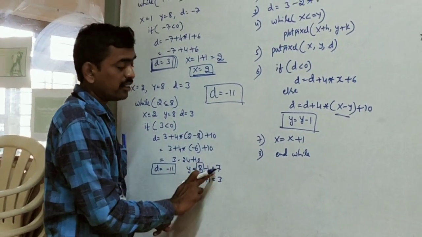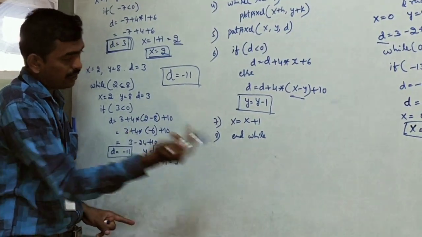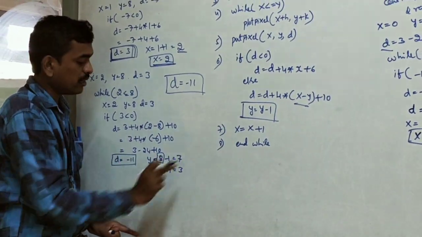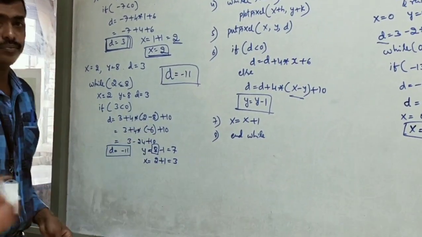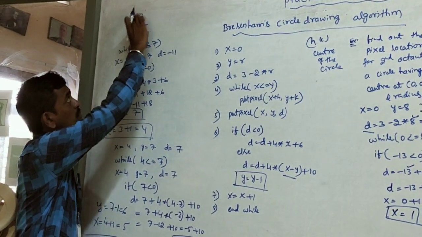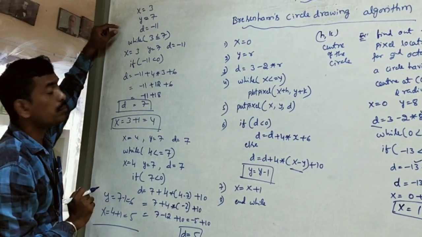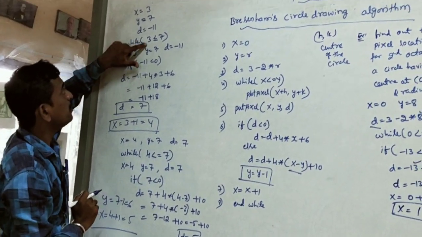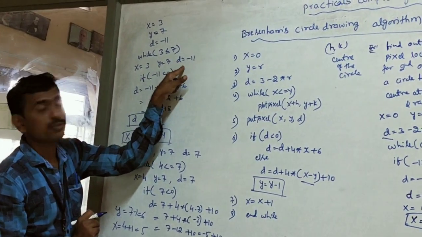Okay, 8 minus 1 equals 7, decrement, therefore again increment, go to the 7th step, increment the value, x equals 2 plus 1, 3. Okay, next where the value, x equals 3, y equals 7, d equals minus 11. Okay, pressing the next step. Okay, 3 less than or equal to 7, x equals 3, y equals 7, d equals minus 11.